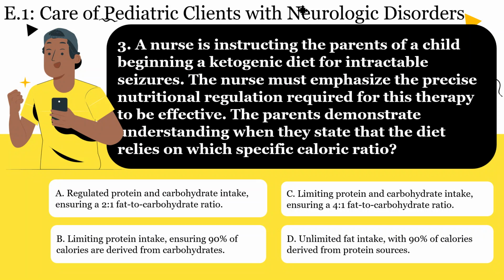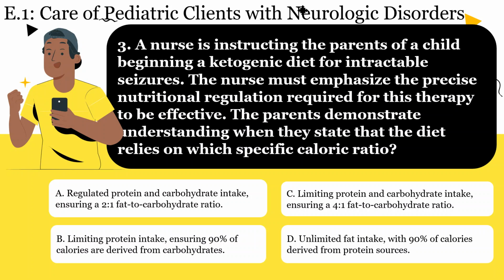So letter A, regulated protein and carbohydrate intake at 2 to 1, is wrong. Limiting protein intake, ensuring 90% of calories derived from carbohydrate, is wrong; 90% should be derived from fat. And unlimited fat intake should not be, because the stored energy is used through ketones or from fat. The best answer for number 3 is letter C.